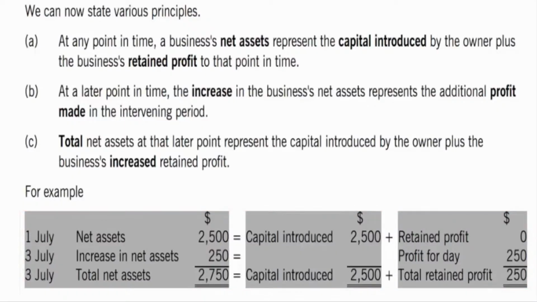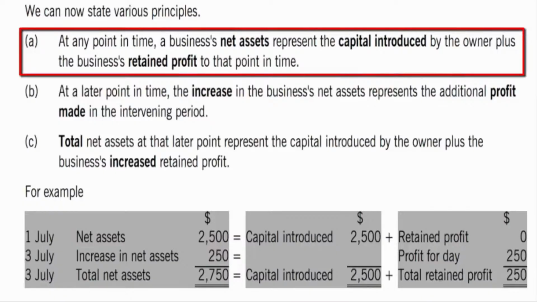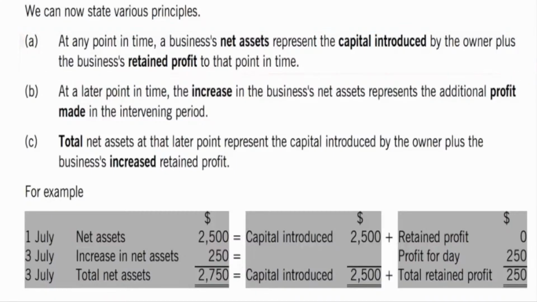Key takeaways from Neelam's example. This example shows us some important things about how net assets work in a business. 1. Net assets represent the owner's stake. At any point in time, a business's net assets represent the capital the owner has put in, plus any retained profit the business has earned over time. For Neelam, at the beginning of the day, her net assets were $2,500. This was all capital with no retained profit yet, because she hadn't earned any profit for that day yet.